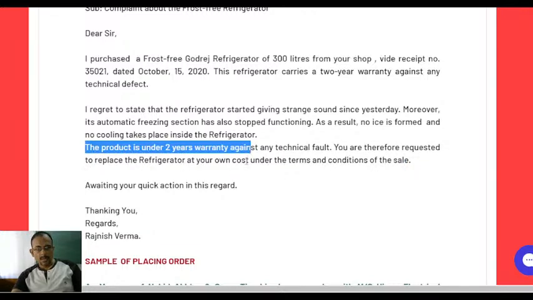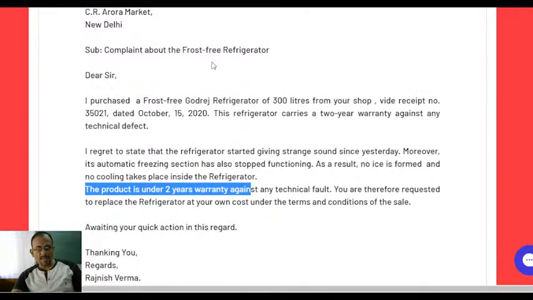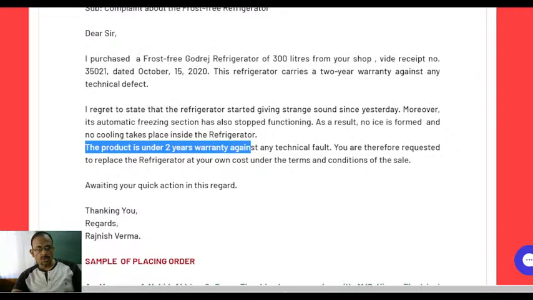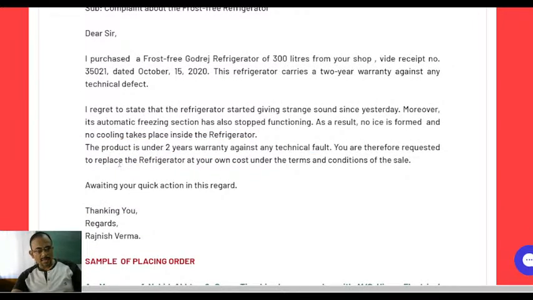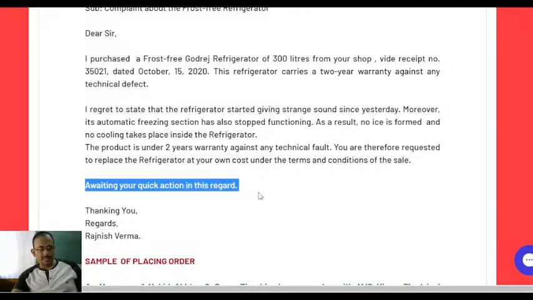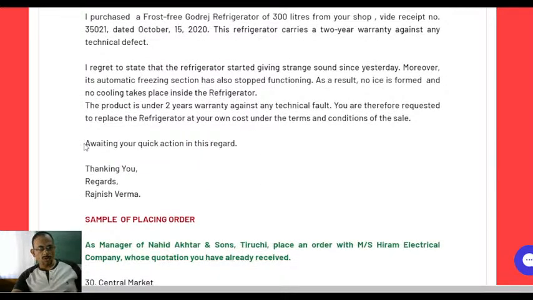The product warranty is repeated here, so no need to repeat it; don't write it here. You are requested to replace the refrigerator at your own cost under the terms and conditions of the sale. You write up to this. Awaiting your quick action in this regard. This also you can write, or looking forward to your quick action in this regard.